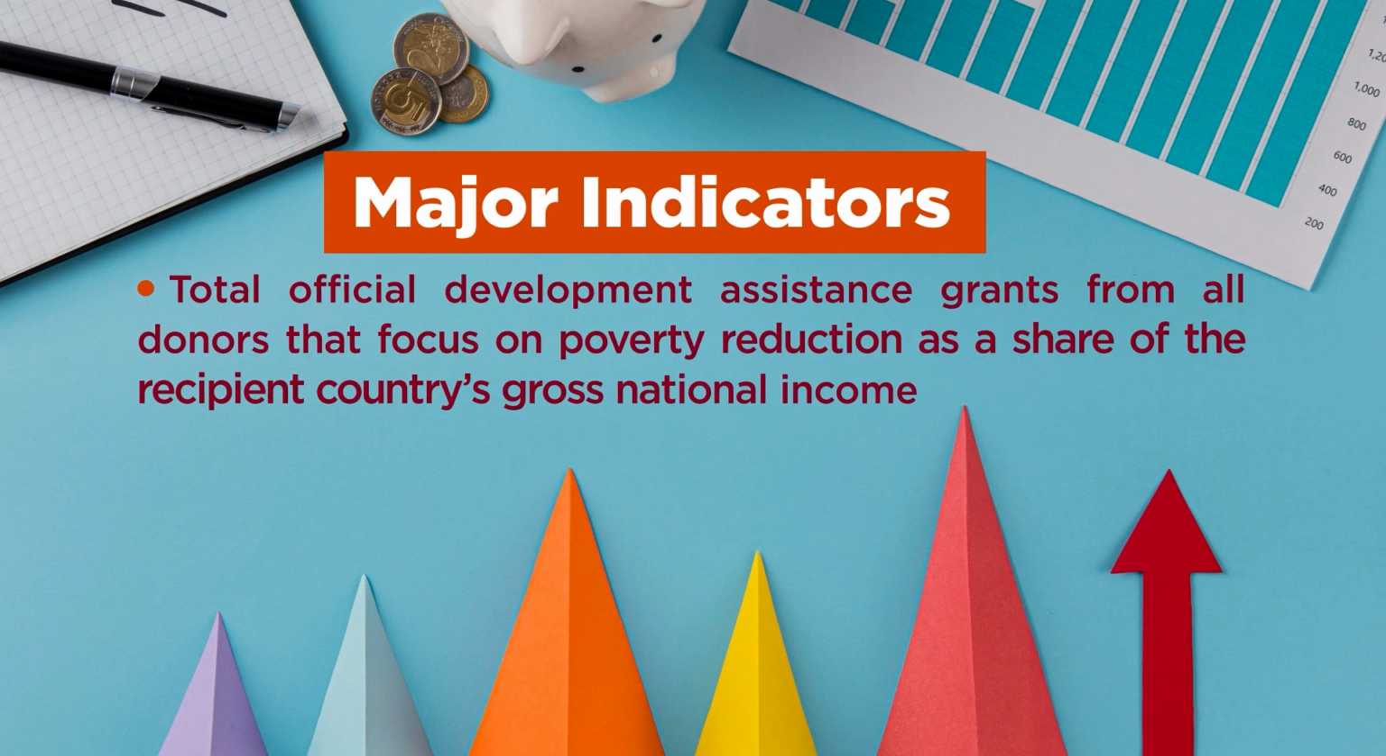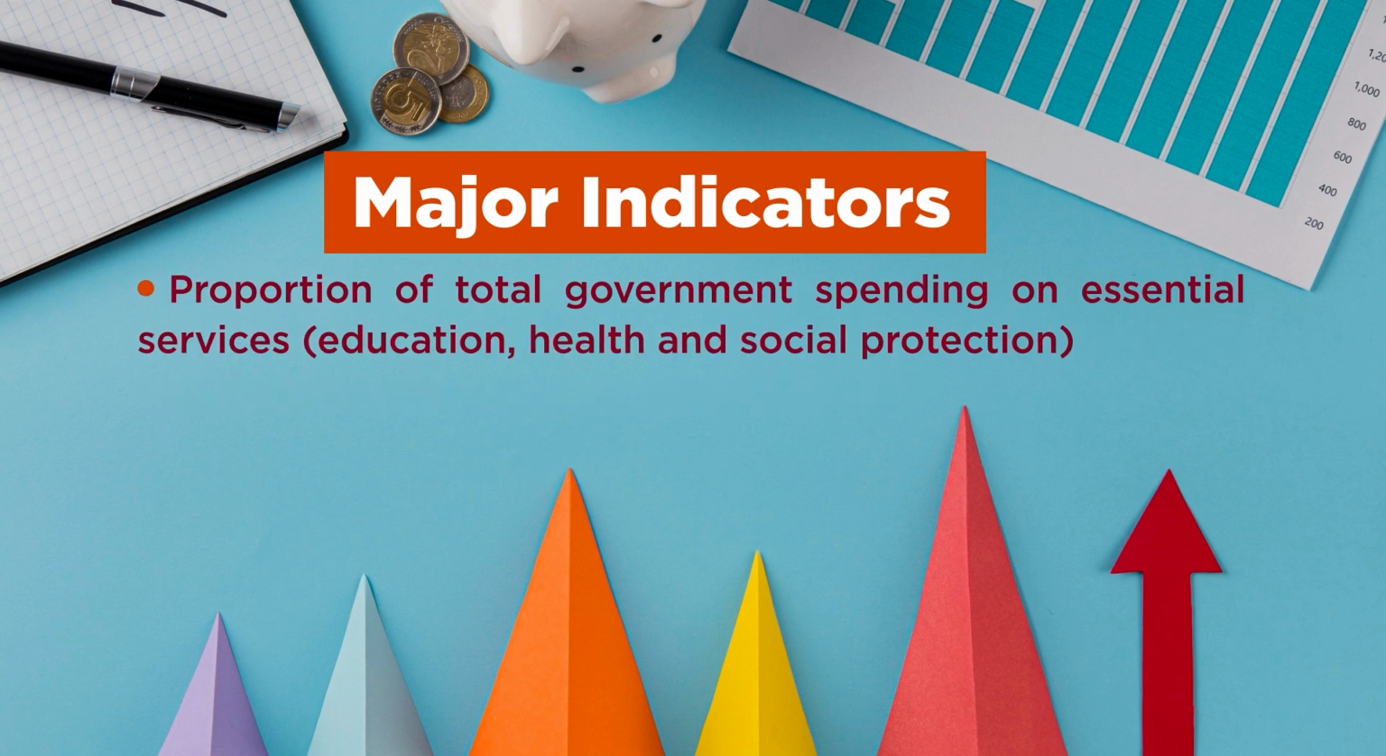Then total official development assistance grants from all donors that focus on poverty reduction as a share of the recipient country's gross national income. Then the proportion of total government spending on essential services, that is education, health and social protection. So these are some of the indicators.